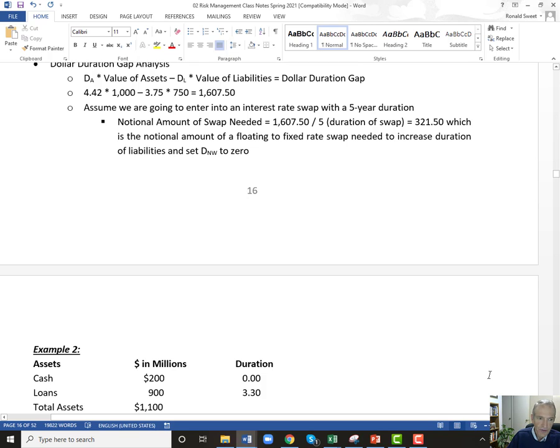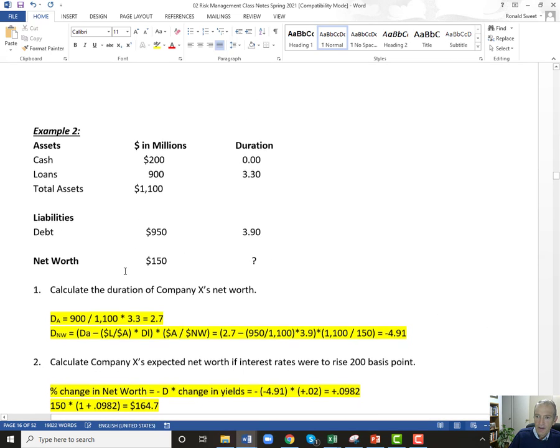So let's move to the second problem. Here we have assets of $1.1 billion. The cash has a duration of 0, as we said before. The loans have a duration of 3.3. That's getting closer to a normal book of business for a bank. Their debt has a pretty long duration, 3.9 years, and they have quite a bit of debt. This firm's more leveraged than the previous one. Remember, the previous one had assets of $1 billion and net worth of $250. This one has 1.1 and 1.5. So this is more levered.